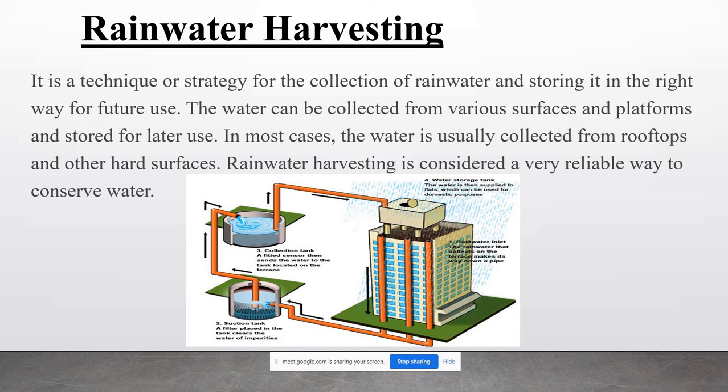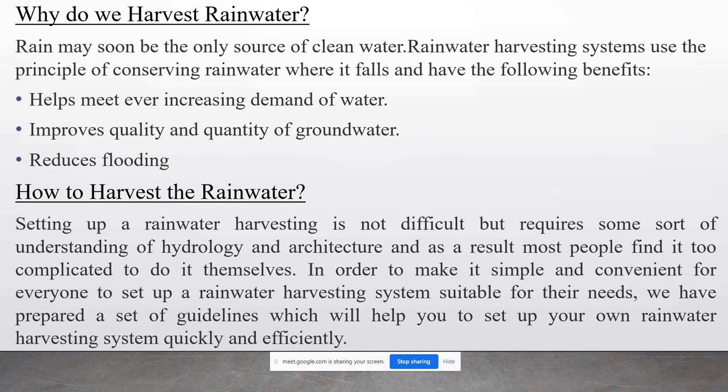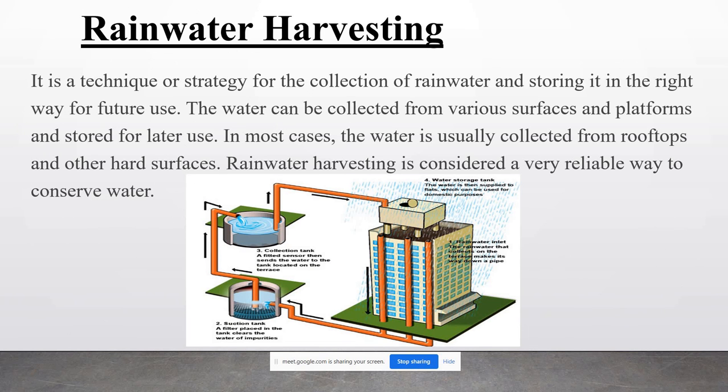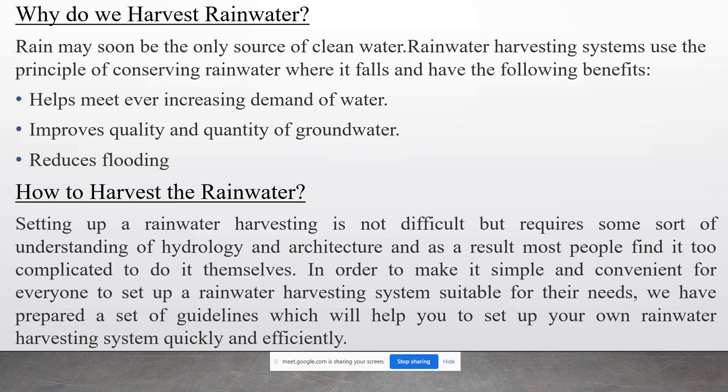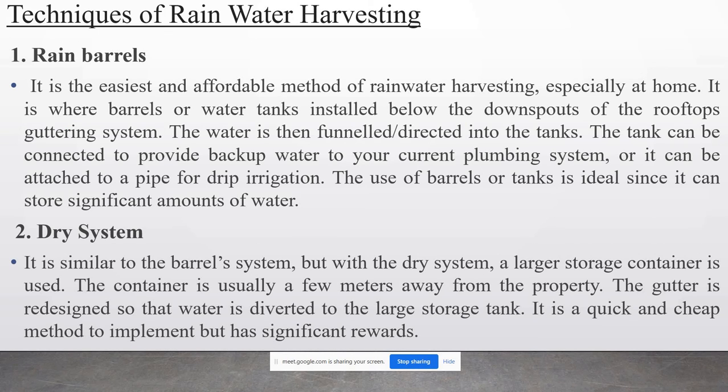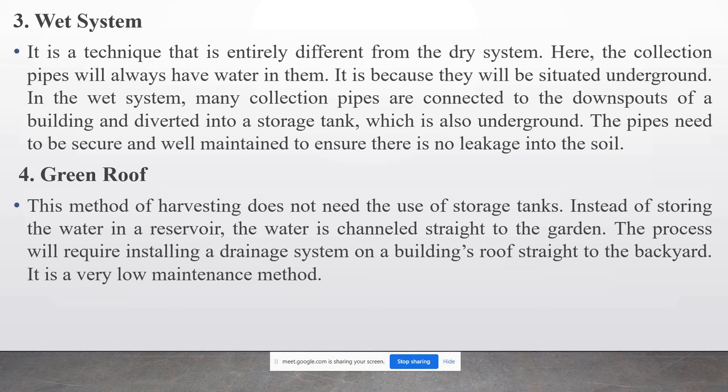So the certain techniques are: the first one is the rain barrel system. It is the easiest and most affordable method of rainwater harvesting. It is a system in which water tanks are installed below the rooftop guttering system. The water is then directed into the tanks and later can be used for the plumbing system or for drip irrigation. The second system is the dry system. It is similar to the barrel system, the only difference being that a large storage container is used.